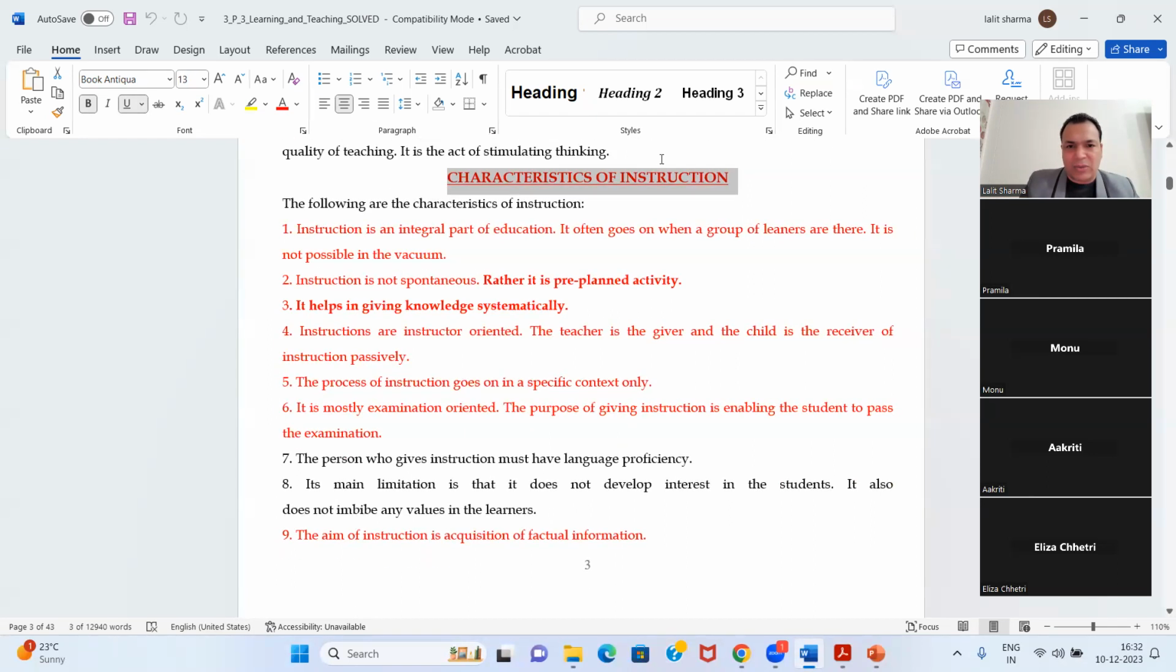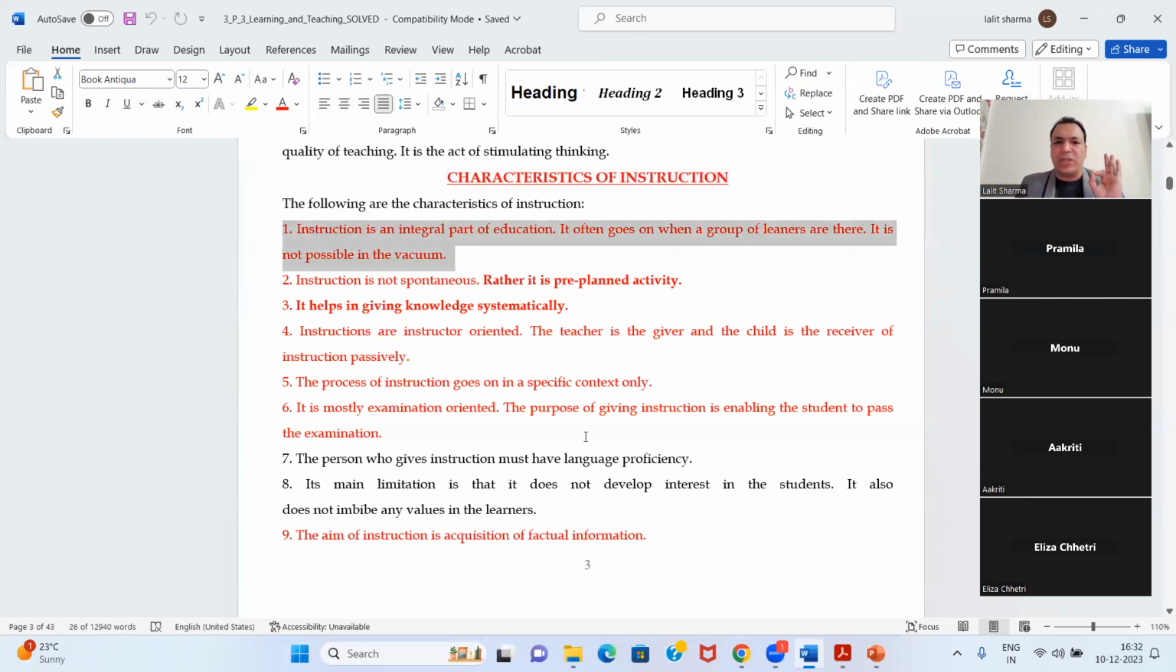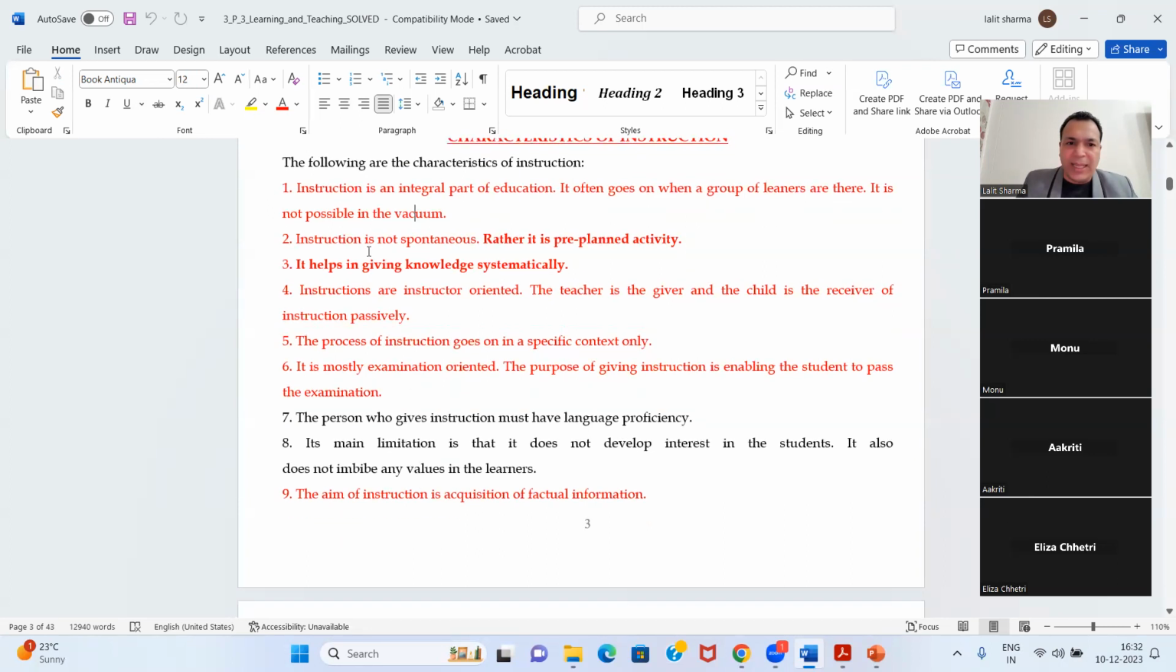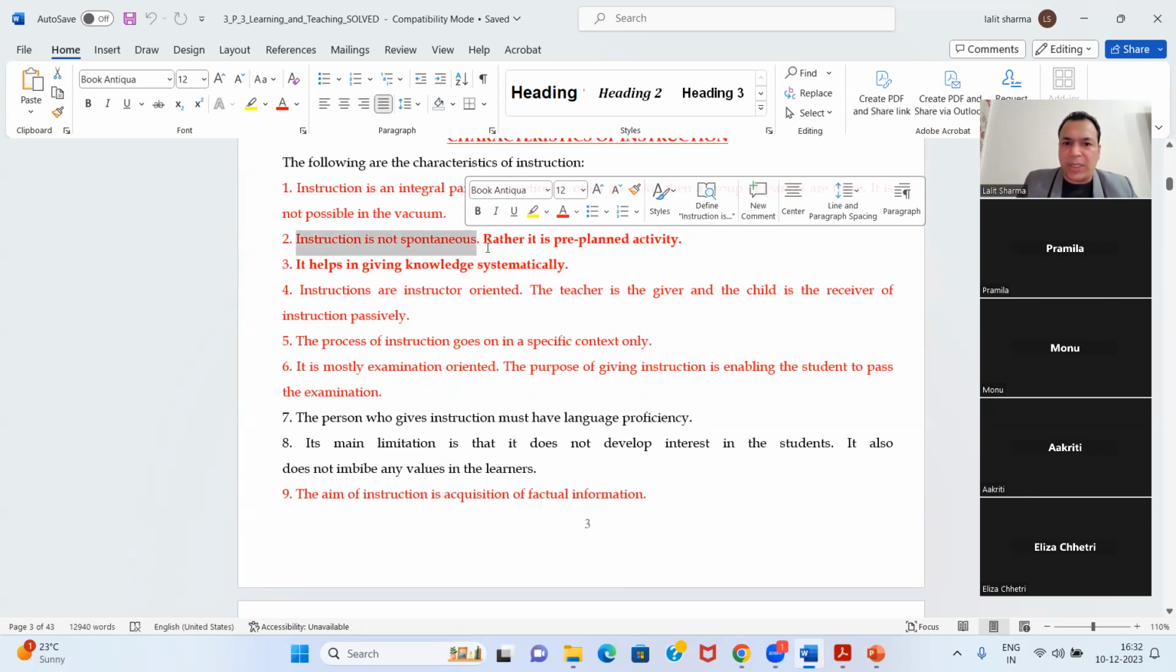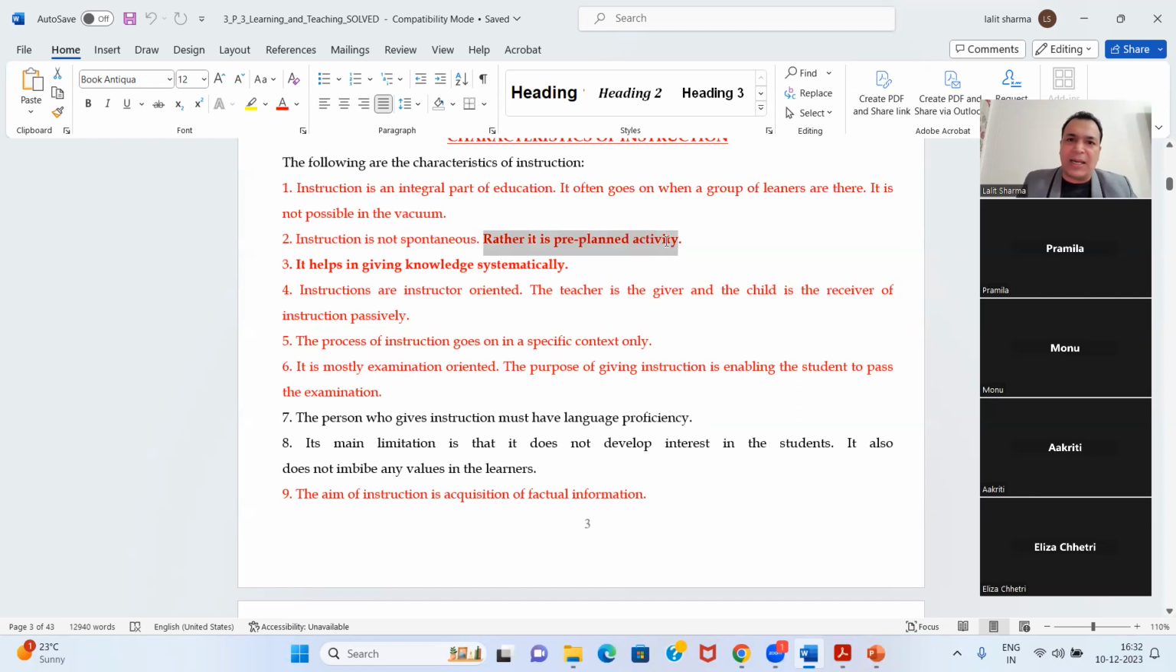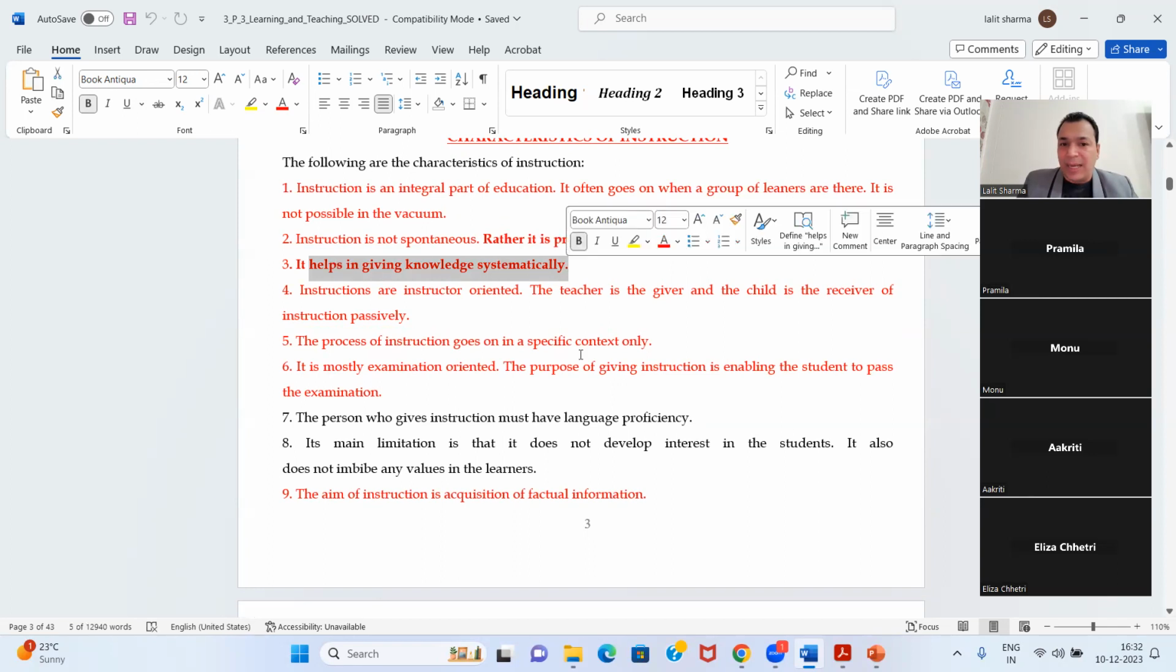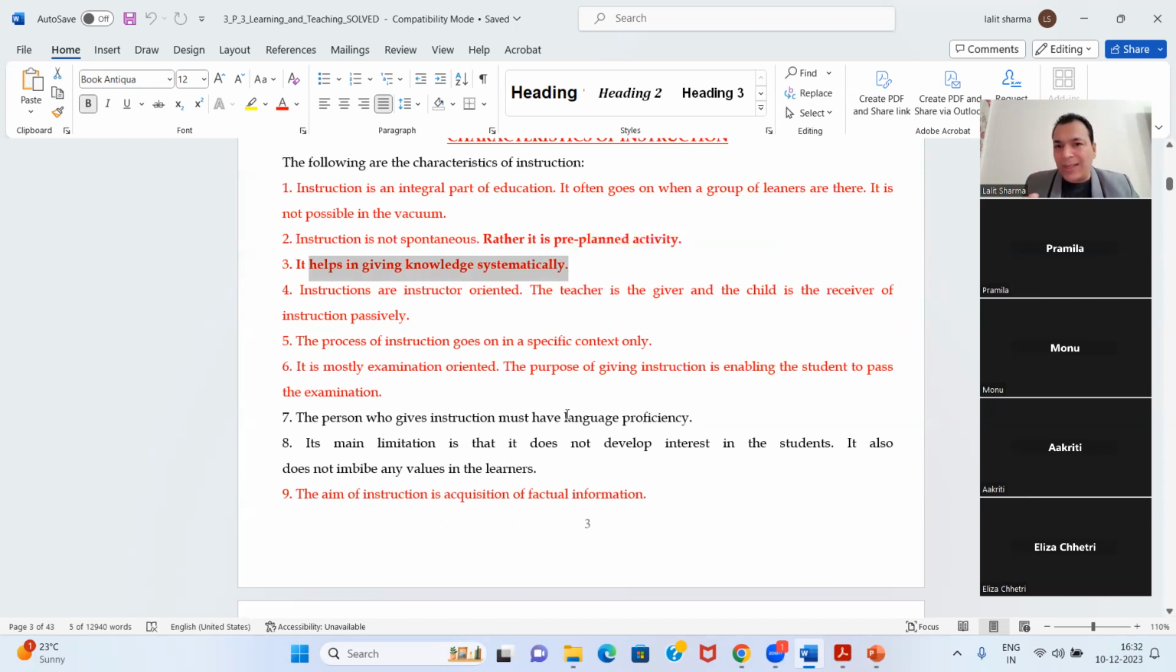Now look at the characteristics of instruction. Instruction is an integral part of education. It often goes on when a group of learners is there. It is not possible in a vacuum. Instruction is not spontaneous; rather, it is a pre-planned activity. It helps in giving knowledge systematically.